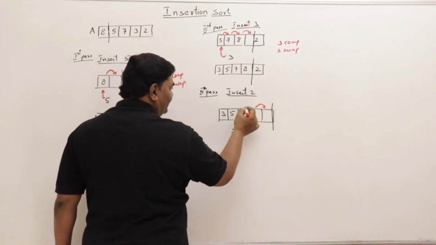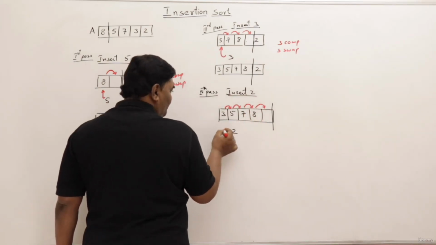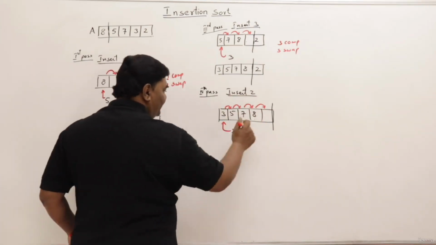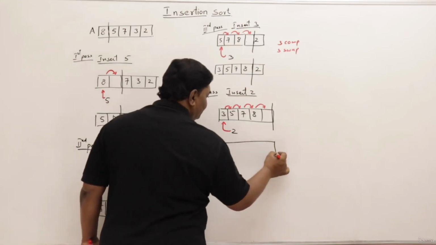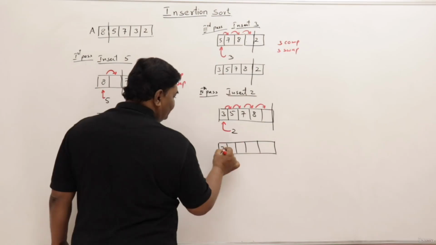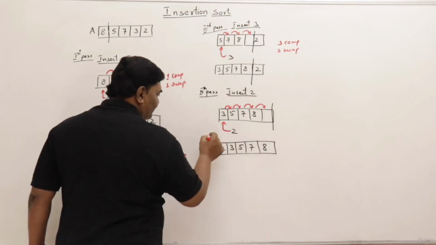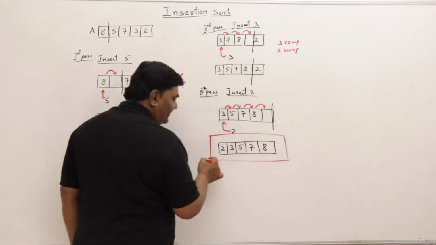8 is greater than 2, it will shift 7 also and 5 also and 3 also. Then 2 will come at this place. After shifting and copying the elements, the final array looks like this: 2, 3, 5, 7, 8. So that's it. This is sorted. We got a sorted array.